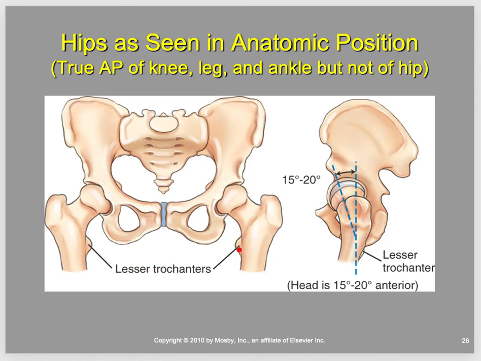So here's our lesser trochanter. And when you do a hip, knee, leg, and ankle, you're going to see your greater trochanter and your lesser trochanter. When we do a hip, what we want to do is hide these lesser trochanters and accentuate the greater trochanters, which means that we turn the feet in 15 to 20 degrees. Okay, so they're going to be turned in 15 to 20 degrees. These lesser trochanters are going to hide back here, and the greater trochanters are going to be better visualized.